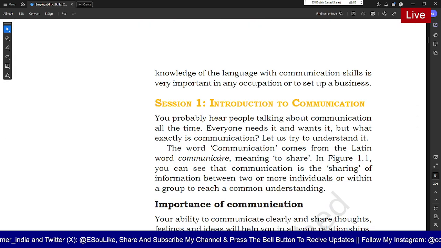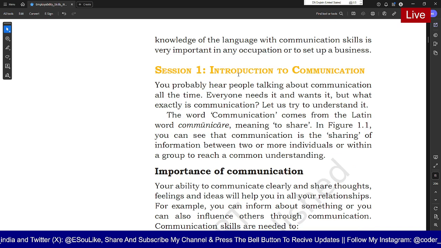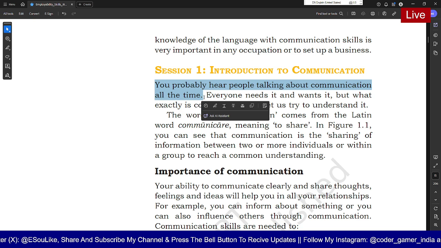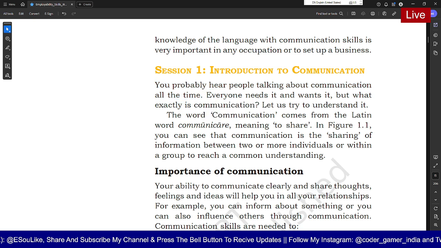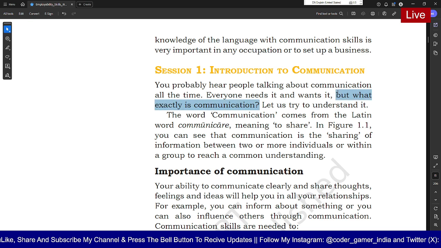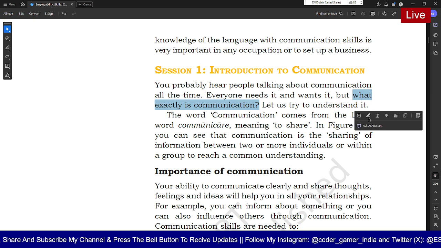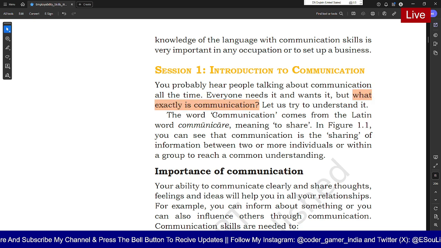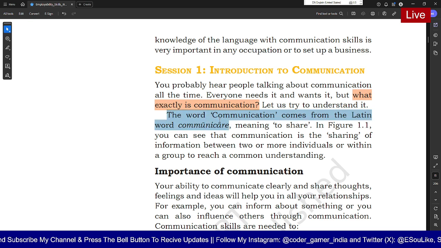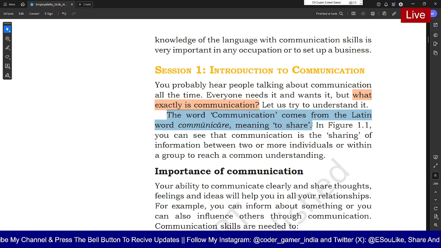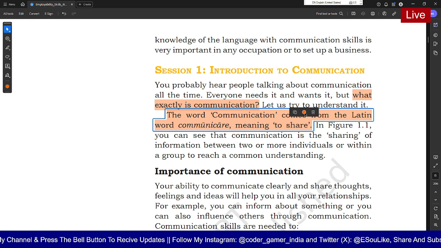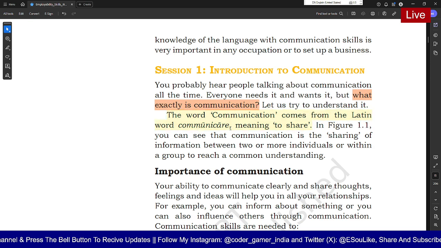Now we are going to be introduced to communication. You can hear people talking about communication. Everyone is into it and wants it, but what exactly is communication? Let us start with the origin. Communication comes from the Latin word communicare, meaning to share. So I am going to give the answer to this.